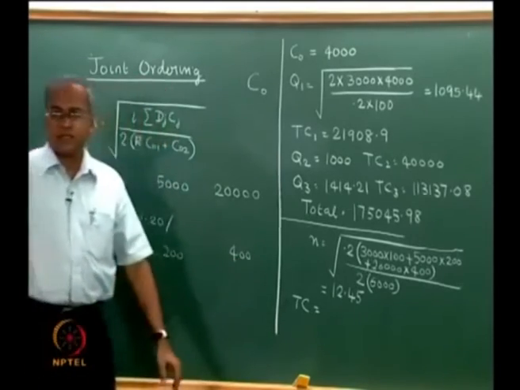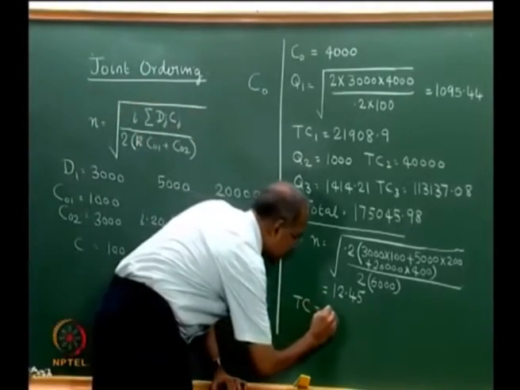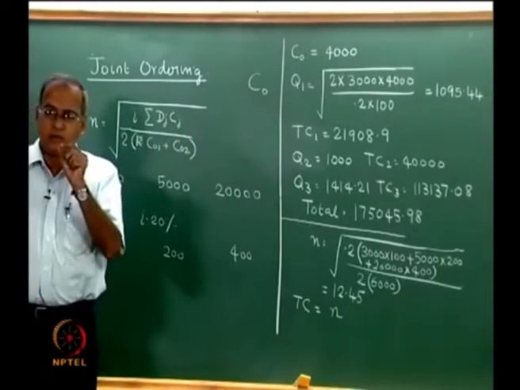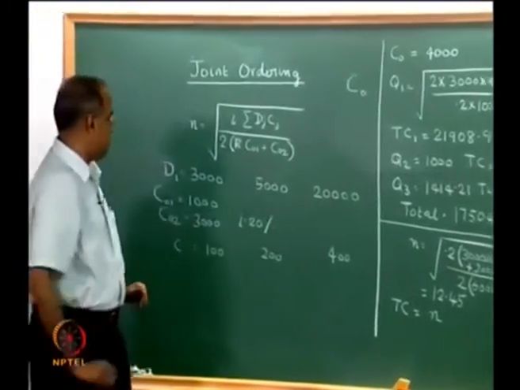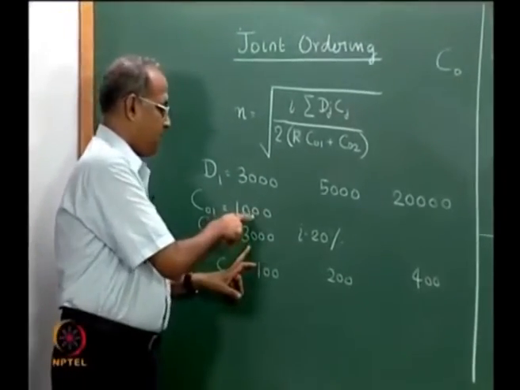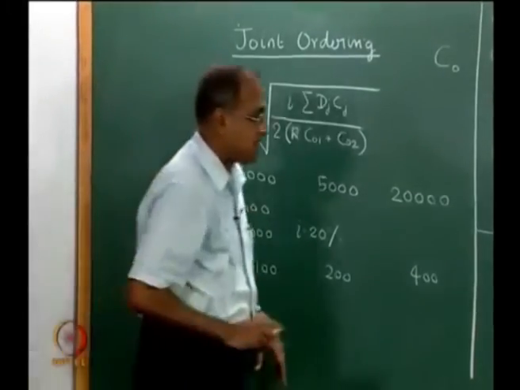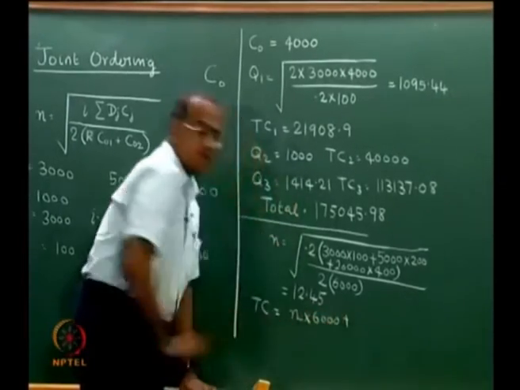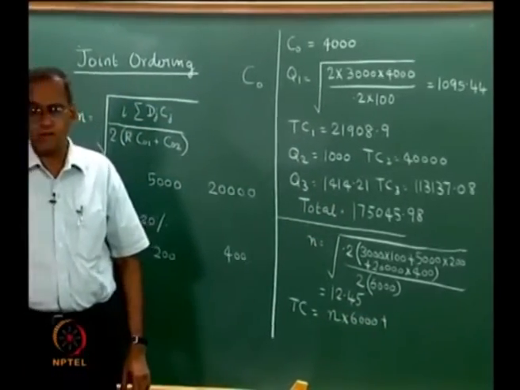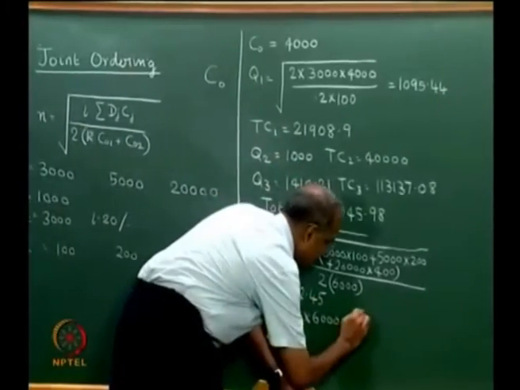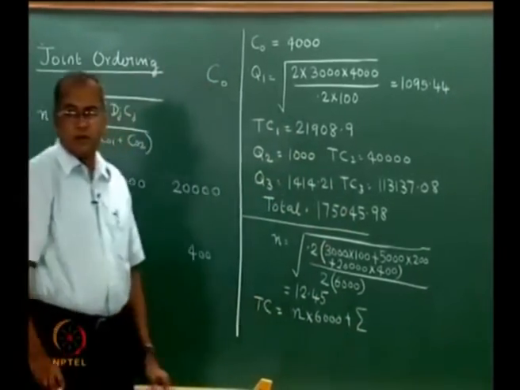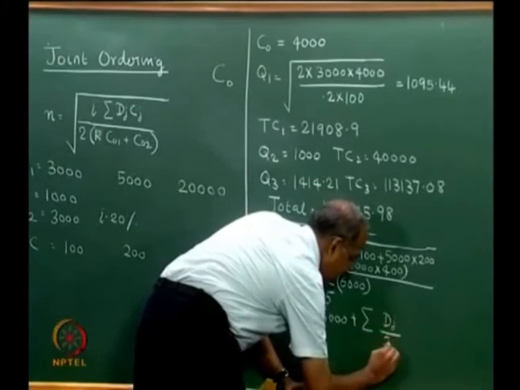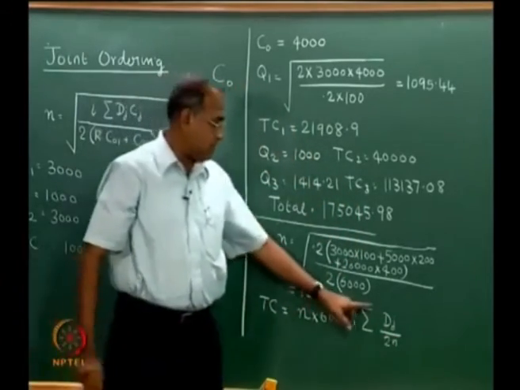Another way of looking at TC is, if we have n orders, for each order the ordering cost is going to be this 3000 plus 3 into 1000. So, it will be 6000. So, n into 6000 plus q by 2 into Cc. So, summation, q is d. So, dj by 2n, q equal to d by n.